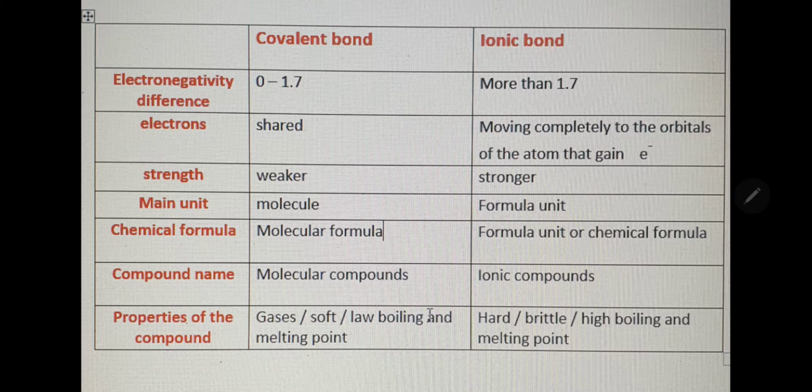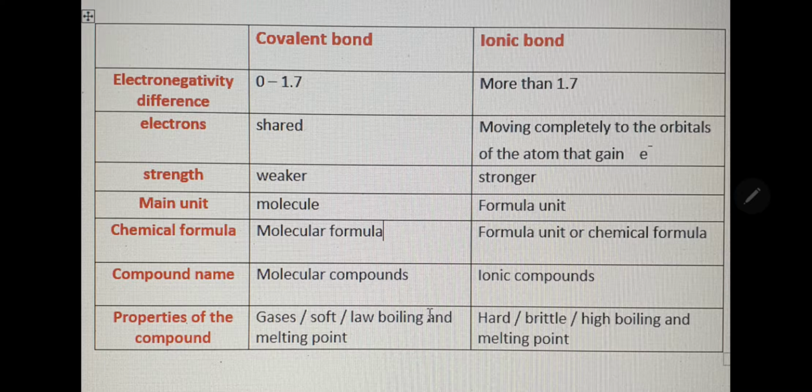If the electronegativity difference is between 0 and 1.7, that means we have a covalent bond. Remember that if the difference is from 0 to 0.3, the covalent bond will be a nonpolar covalent bond, and if it is between 0.3 and 1.7, the covalent bond will be a polar covalent bond. If the difference is more than 1.7, then we will have an ionic bond between atoms. The electrons in a covalent bond are shared, while in an ionic bond they move completely to the orbitals of the atom that gains electrons.